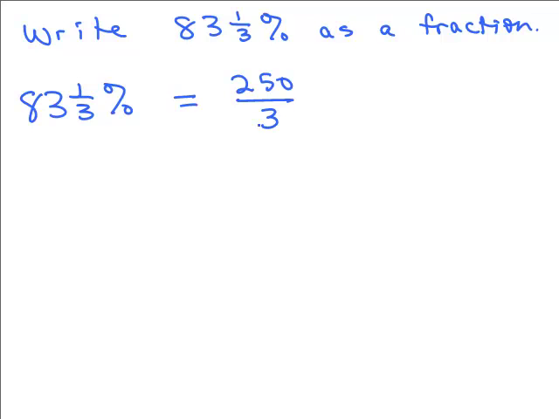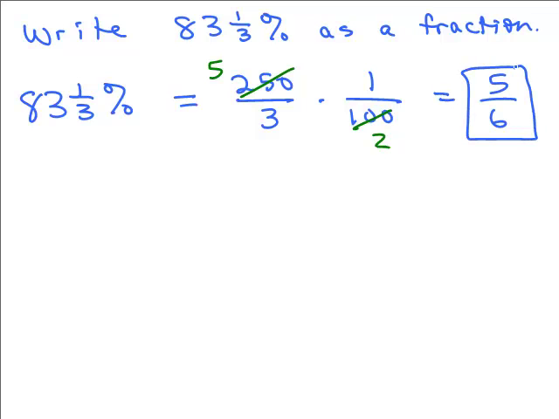But then I have the percent sign. You've got to multiply by 1/100. And now what number goes into each of these? 50. So 250 divided by 50 is 5. 100 divided by 50 is 2. So this is 5/6. So 83 1/3% is the same as 5/6.